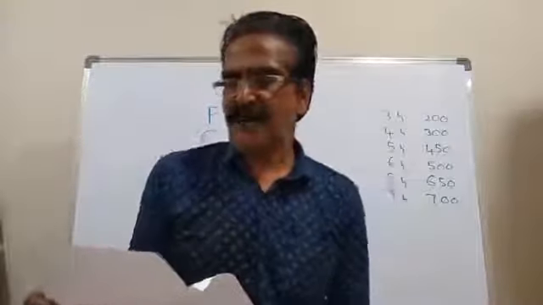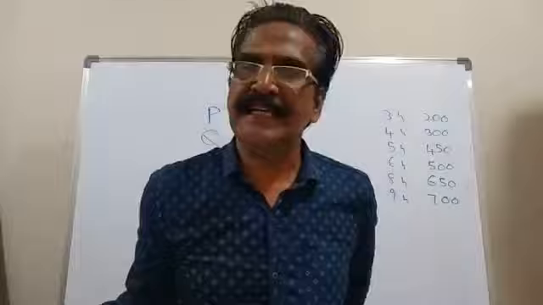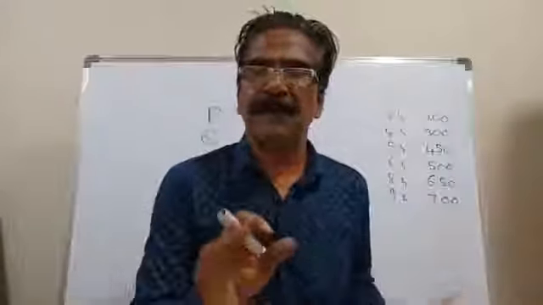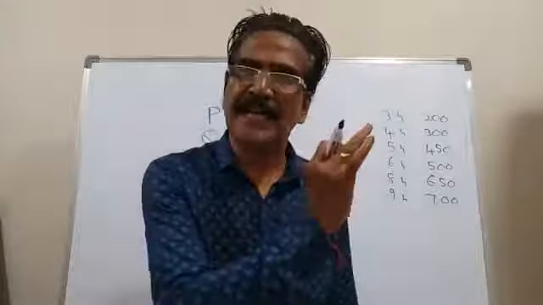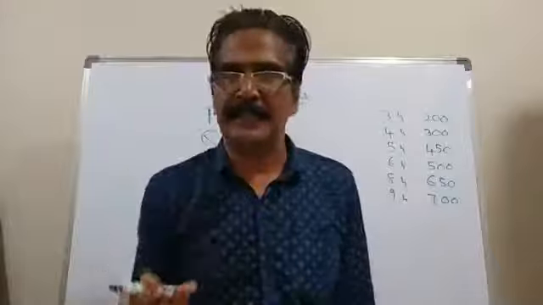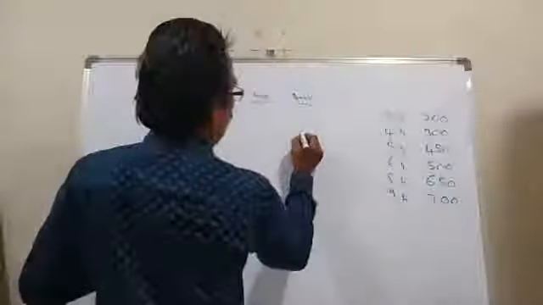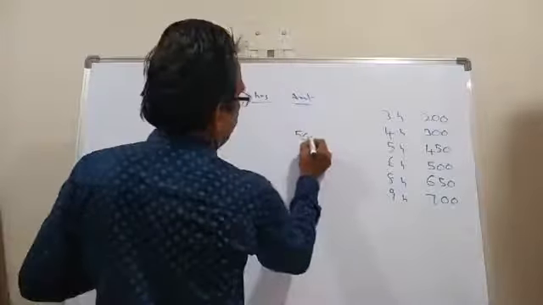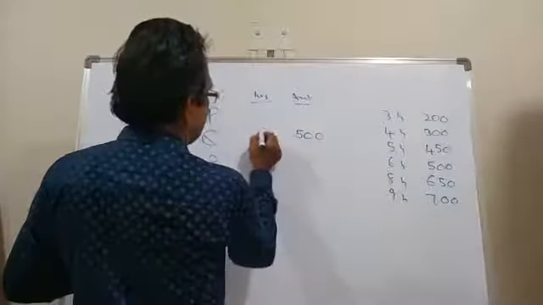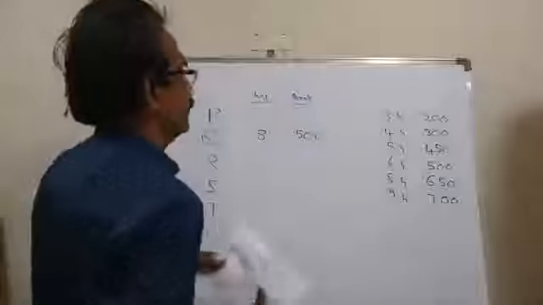Q earns 500 rupees by working 8 hours a day. This is definite information. This can be directly compiled in the arrangement table. Q earns 500 rupees and works 8 hours a day.